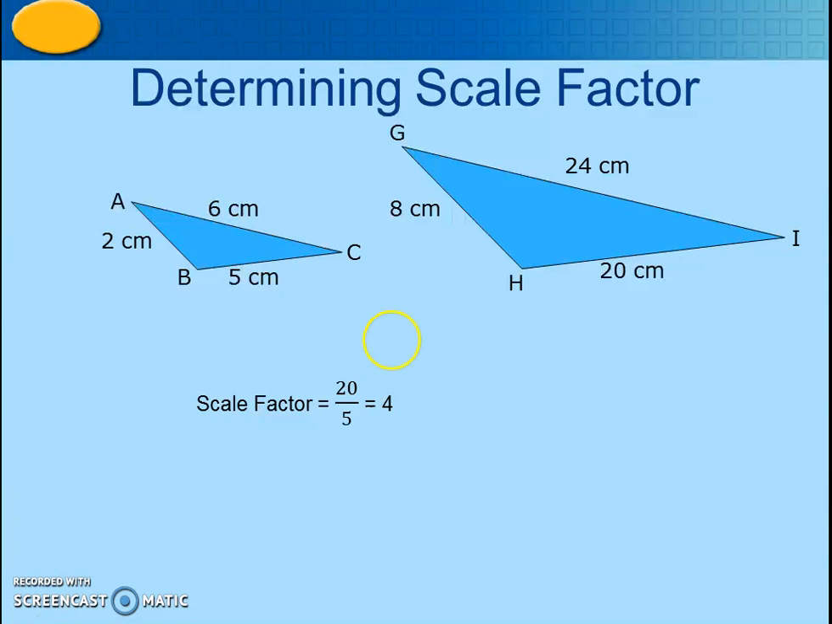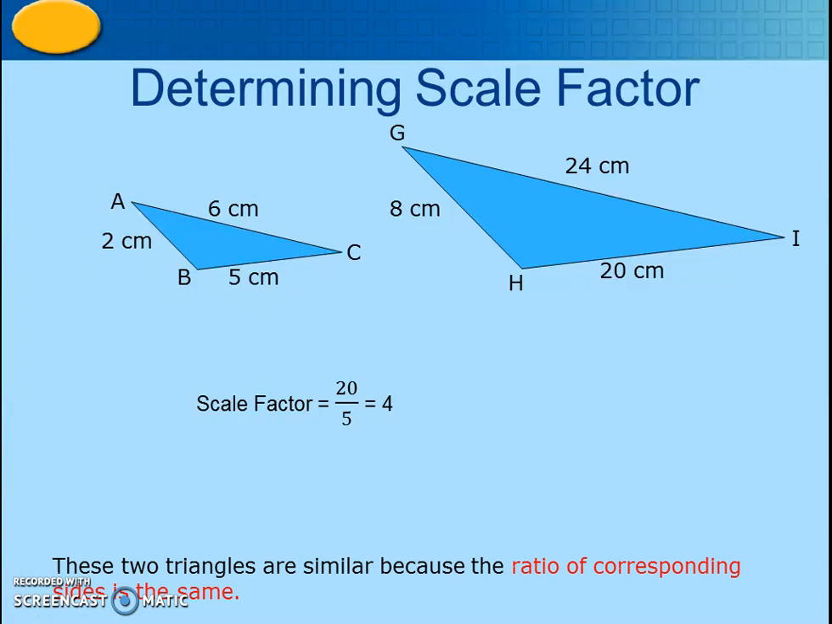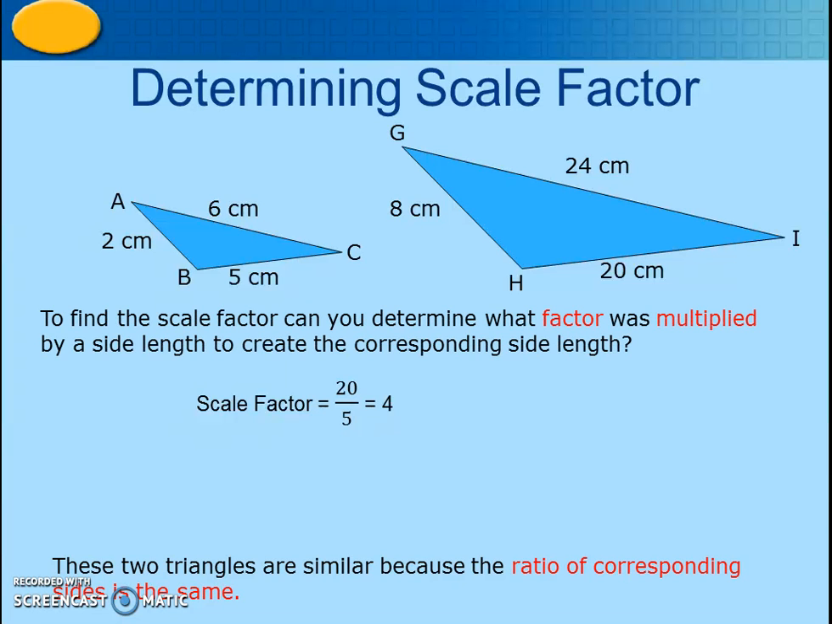Determining the scale factor. Now this slideshow has already skipped ahead, but it goes through quite nicely how to find the scale factor. Basically, these two triangles are similar because the ratio of corresponding sides are the same. To find the scale factor, you can determine what factor was multiplied by a side length to create the corresponding side length. So corresponding sides means the sides that match each other. So we've got our 6 centimeters, our orange line, that matches our 24 centimeters. And the 2 matches the 8 and the 5 matches the 20.